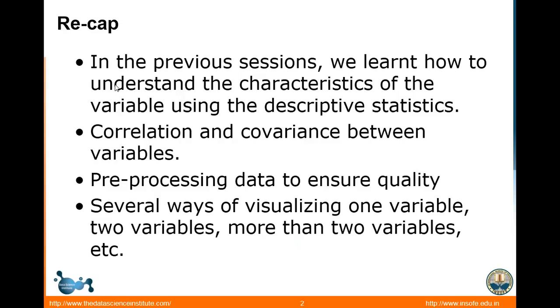In the previous session, we learned about the ways of finding data characteristics, understanding data summaries, correlation and covariance of the variables to find how two numeric variables move together. Later, we learned how to pre-process the data to ensure quality and used various chart types to understand relationship between two or more variables.